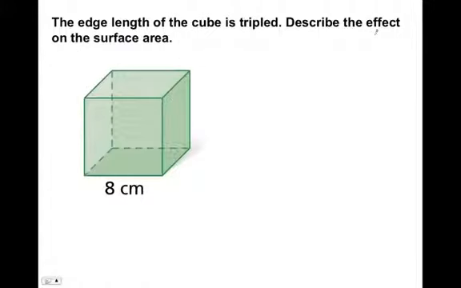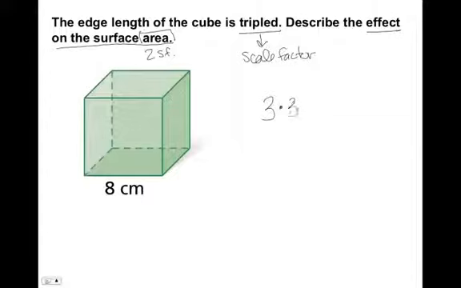Now remember when we talked about change in dimension, we had scale factors, and remember that scale factors you always multiply. So here, if the edge length of the cube is tripled, this is our scale factor. All it wants to know is to describe the effect on the surface area. Since we're dealing with area, we have to have 2 scale factors. So all we have to do here is scale factor times scale factor, which is 9. So really, if we were to triple the length of this cube, the surface area would be 9 times bigger. And that's all we have to do.